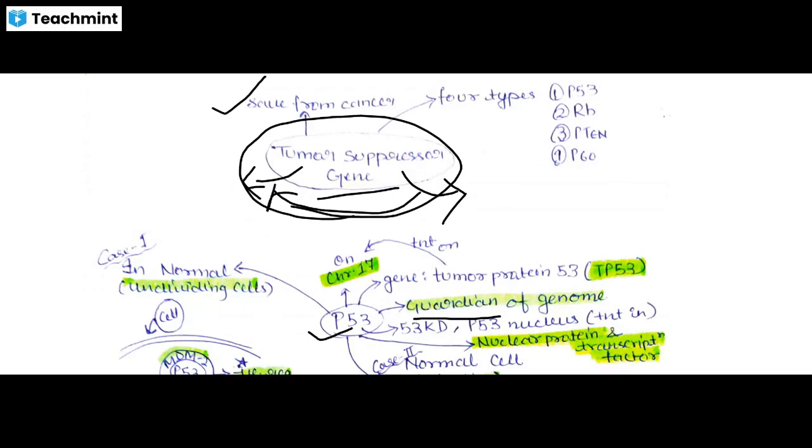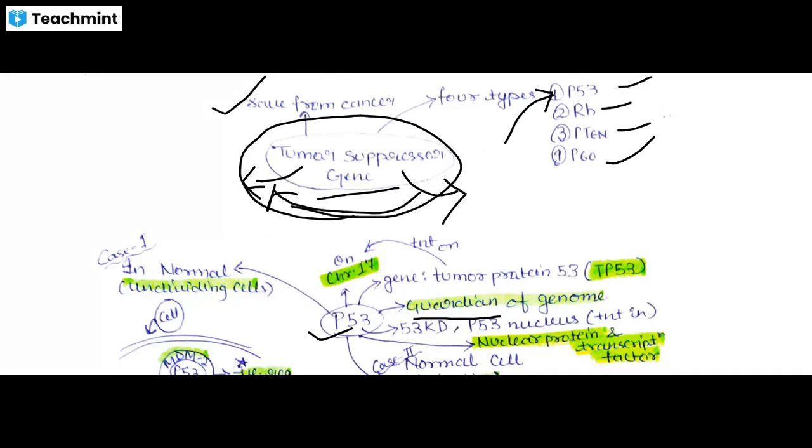There are four types of tumor suppressor genes. Basically, P53, retinoblastoma, P10, P63. Among all four, P53 is most important because it regulates the function of other genes also, and it is the guardian of the genome. Why am I repeating this term guardian again and again? We will see when we get to know the functions of P53.